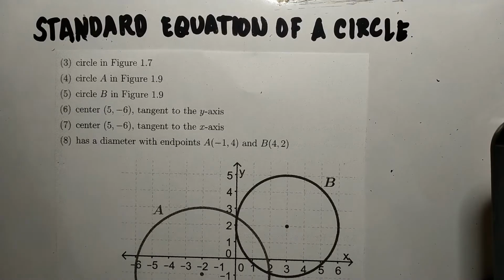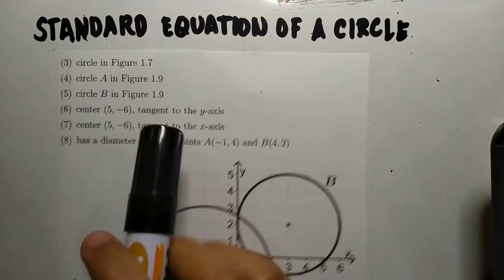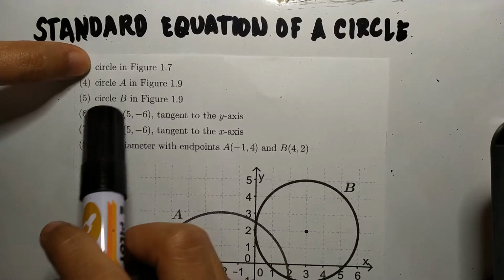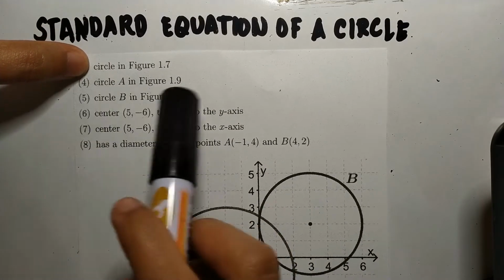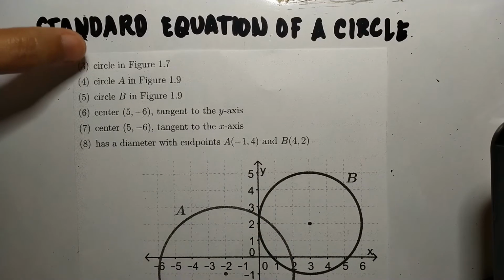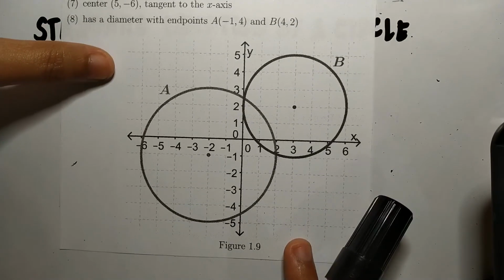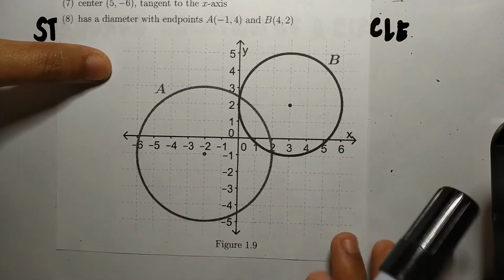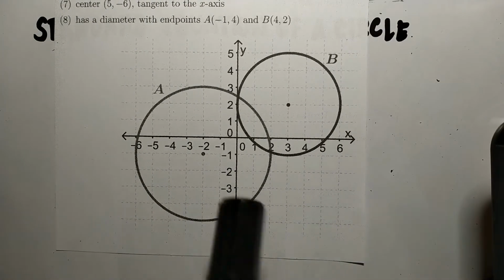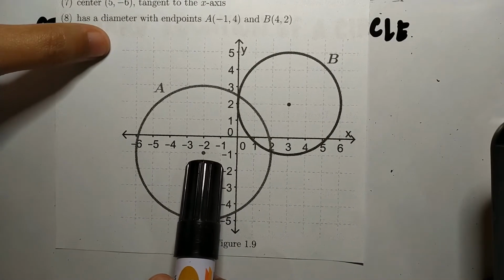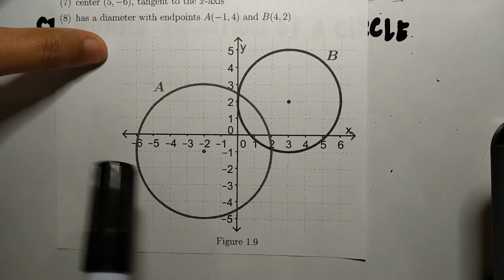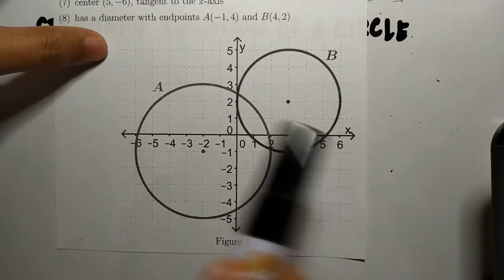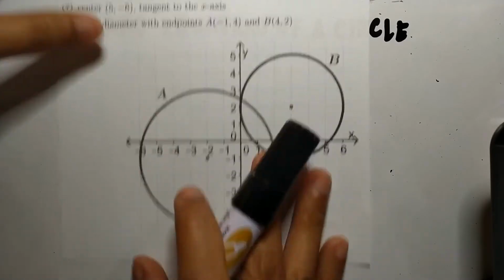Now let's answer number 4. Number 4, circle A in figure 1.9. We will write this in standard form. Figure 1.9 is this. Our steps again are to look for the coordinates of the center. Then from the center, you will count either horizontally or vertically to get the radius. Since it is visual, we can count.